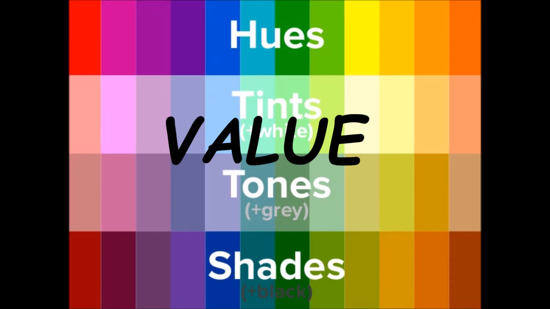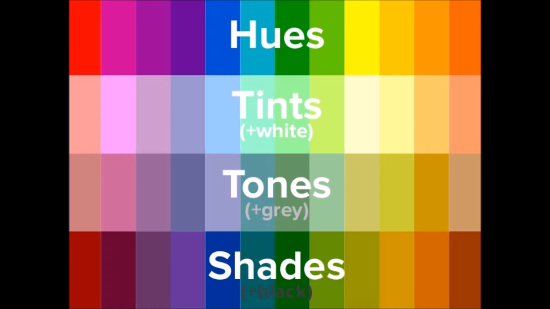Value is the term we use to describe the lightness or darkness of a color. Compare the bands labeled tints and shades. Can you see the lightness of the blue in the tints band compared to the blue in the shades band? In the weeks ahead, we're going to be doing some studio exercises to learn more about these elements.